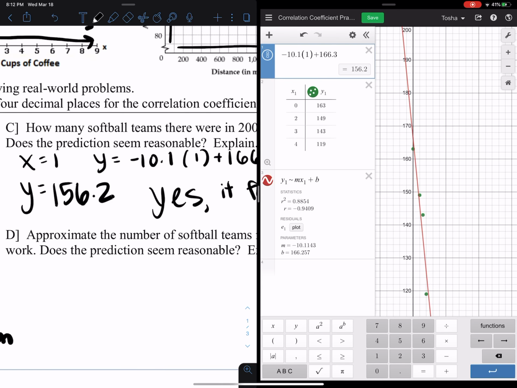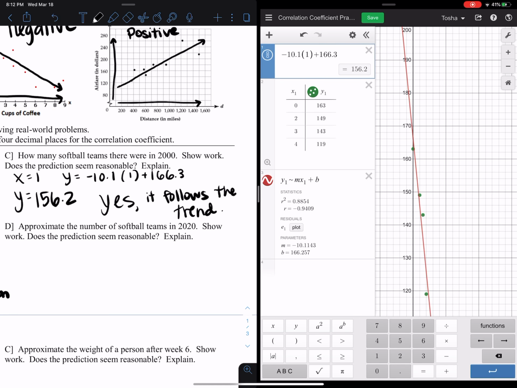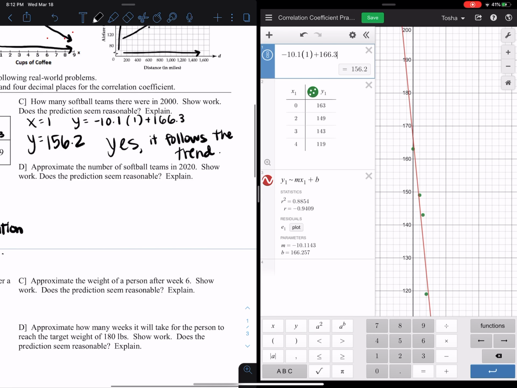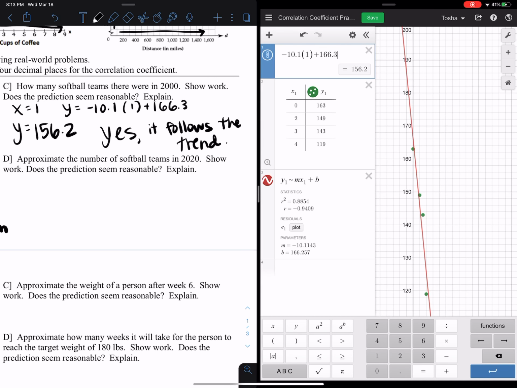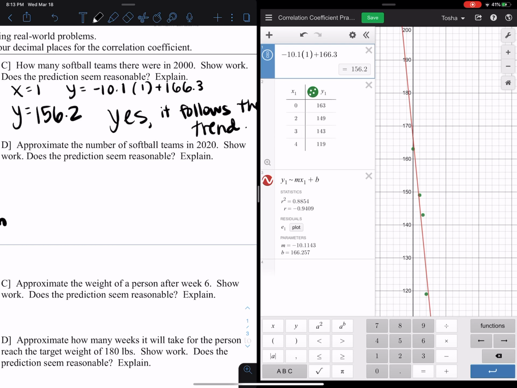So that's part C. Now the other part is part D. This says approximate the number of softball teams in 2020. If you think about it logically, does it make sense that we use data from over 20 years ago to predict how many softball teams we're going to have this year? It kind of seems like the data is out of date. It might not be the best prediction, but we'll see what we get for our equation. So if the year is 2020, how many years has it been since 1999?